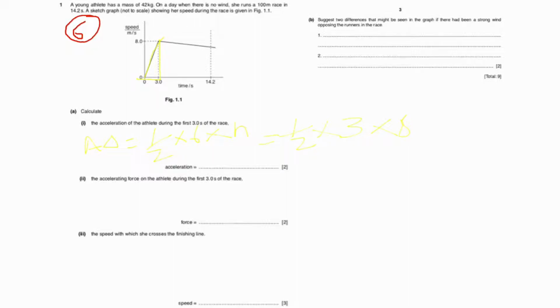So this question should be the distance traveled by the athlete in the first 3 seconds. The first part of the question should be the distance, not the acceleration of the athlete. So it should be distance traveled by the athlete. So this is the real question here.